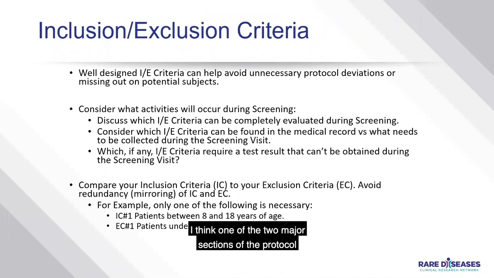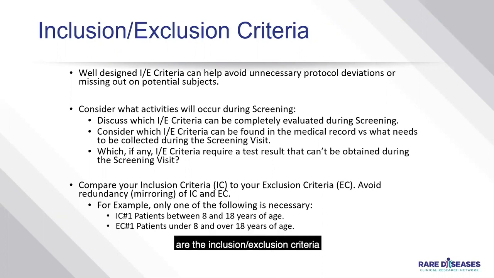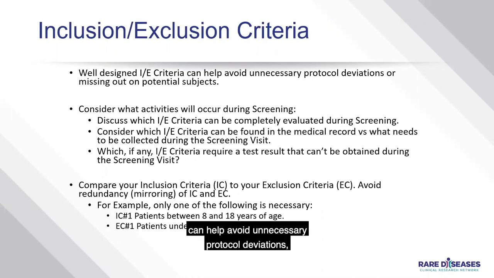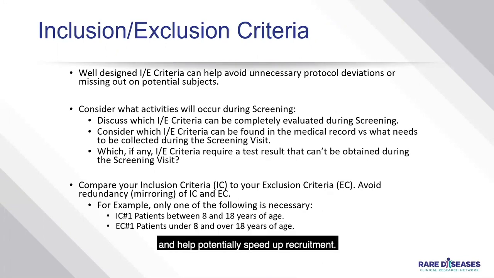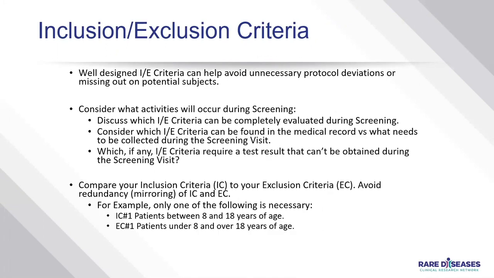I think one of the two major sections of the protocol that are the most important, in my opinion, are the inclusion-exclusion criteria and your procedure section. And so we really want to spend some time on the inclusion-exclusion criteria to help better craft these sections. Obviously, well-designed inclusion-exclusion criteria can help avoid unnecessary protocol deviations and potentially missing out on potential subjects and help potentially speed up recruitment. So you need to consider what activities are going to occur during screening.